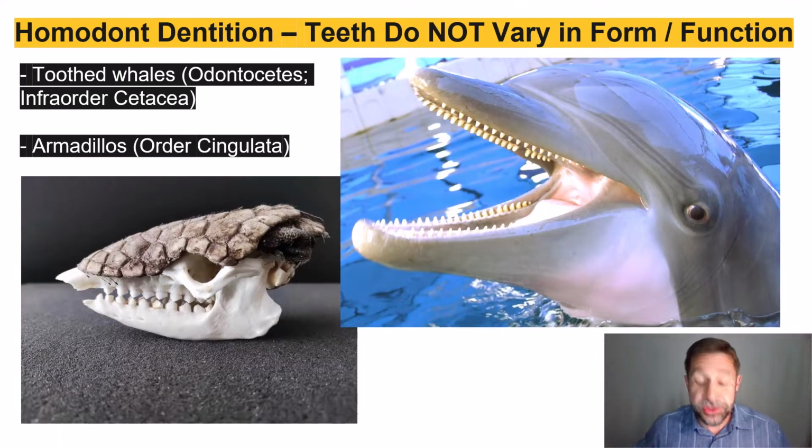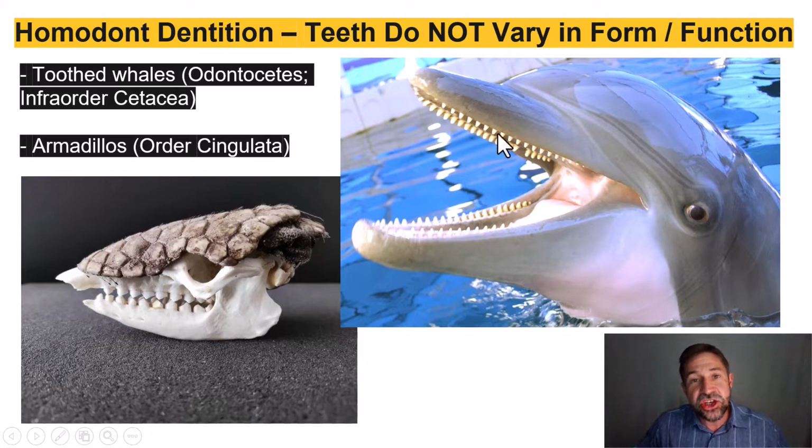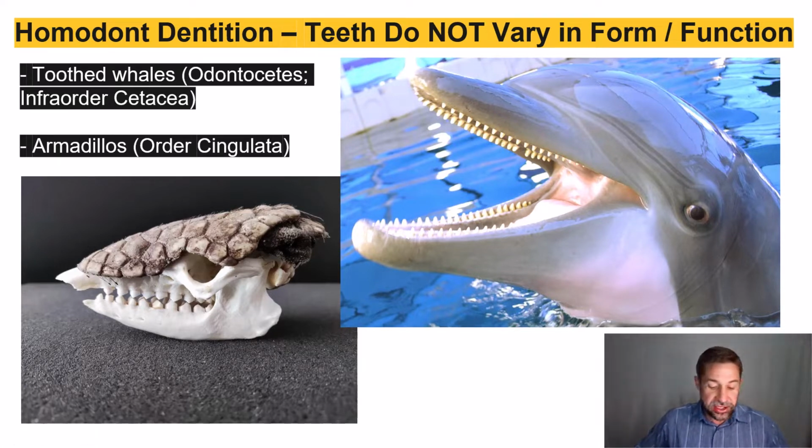There are several species of mammals that do exhibit homodont dentition. That is to say that their teeth do not vary in form or function. They're all essentially shaped and sized the same. So those lineages include the Odontocetes, that is the toothed whales, like this bottle-nosed dolphin here on the right, as well as the armadillos. The armadillos are in the order Cingulata.